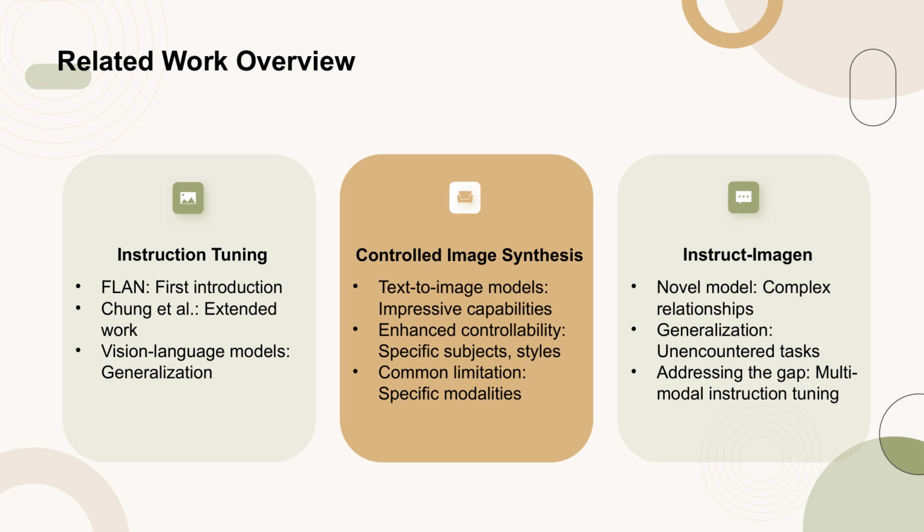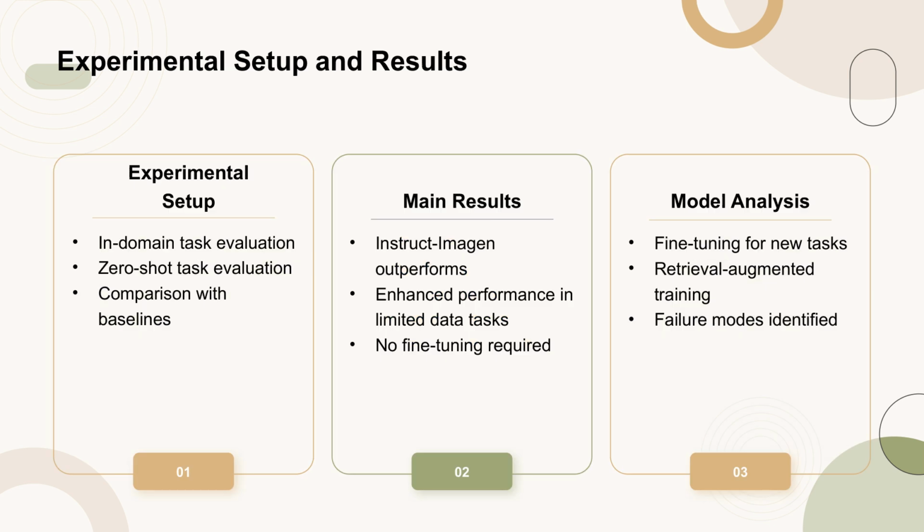Meanwhile, controlled image synthesis has seen significant advancements with text-to-image models, showcasing impressive capabilities in creativity and photorealism. These models have enhanced controllability through adaptations to specific subjects and styles. However, a common limitation is their specialization in specific modalities, leaving generalization to novel modalities unexplored. To address this, the authors introduce Instruct-Imagen, a novel model designed to understand complex relationships and generalize effectively to unencountered tasks. In this section, we discuss the experimental setup, main results, and model analysis.